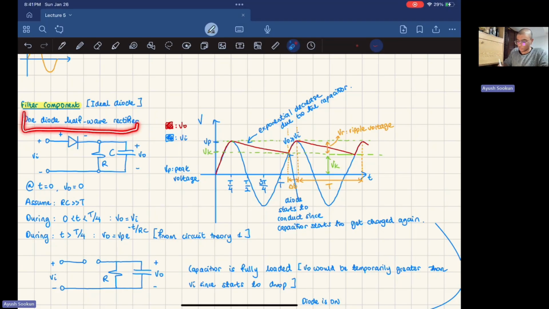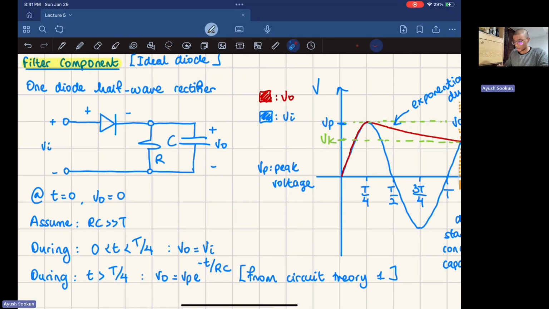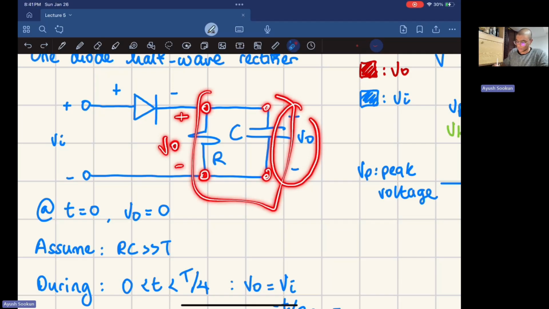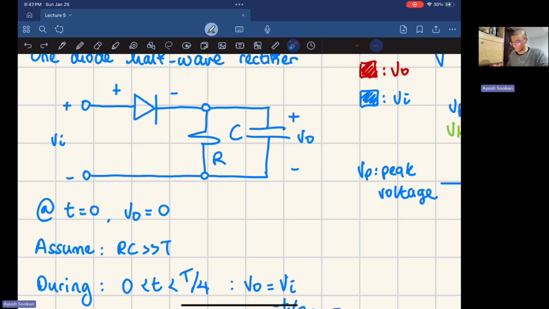So here we have a one diode rectifier. Let me zoom in on that circuit a little bit. We have an input voltage going on here, and then a diode. That means the current would want to flow in this direction, hence the direction of the diode. We have a resistor, and then we have a capacitor, and across that capacitor is our output voltage. One thing to keep in mind is that the voltage across the capacitor is the same as the voltage across this resistor. Why? Because these two circuit components are in parallel, hence the same voltage.